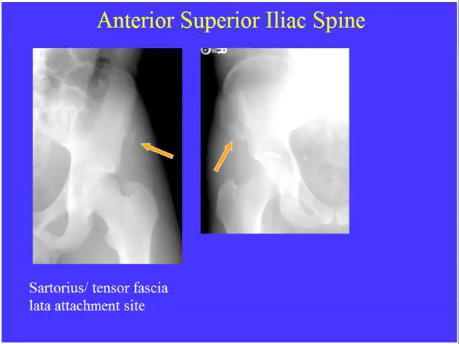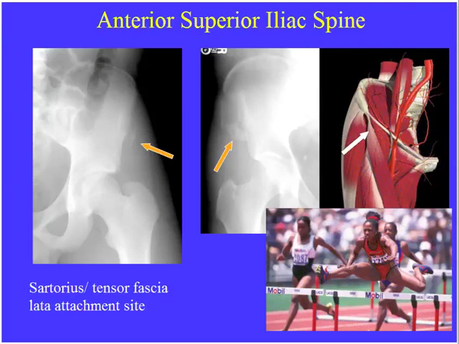Let's look at a couple of these avulsion injuries. They may show you a case like this with a little piece of cortex adjacent to the anterior superior iliac spine, and they'll want you to know that this is the sartorius or tensor fasciae latae attachment site. And this occurs in sprinters, hurdlers, cheerleaders get this injury.